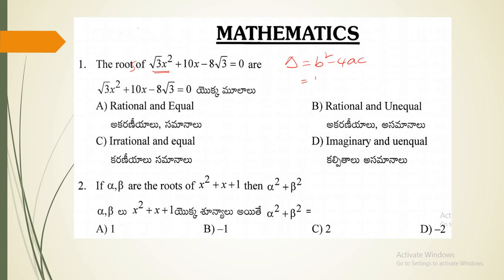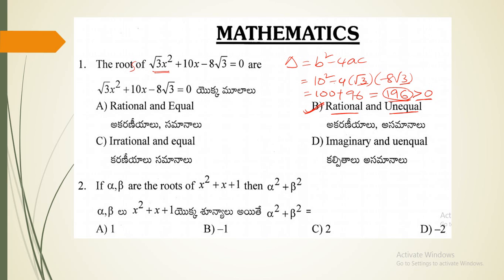So what is b square? 10 square minus 4 times root 3 times minus 8 root 3. 10 square is 100 minus, root 3 into root 3 is 3, 4 threes are 12, 12 eights are 96. Minus of minus gives plus, so this is 196, which is greater than 0 as well as a perfect square, it is 14 square. So the roots are unequal and rational, because it is a perfect square.